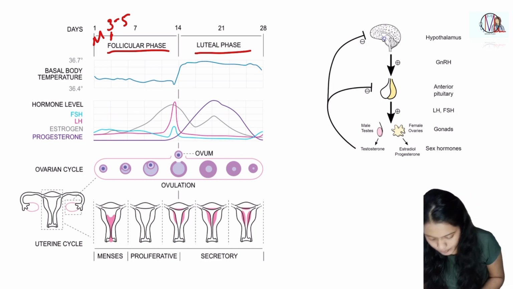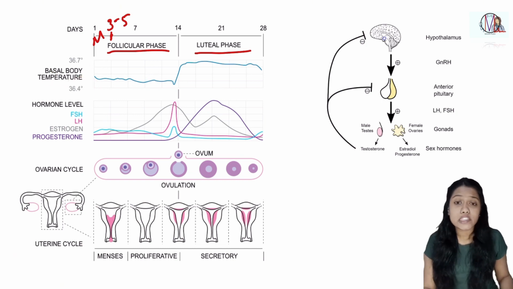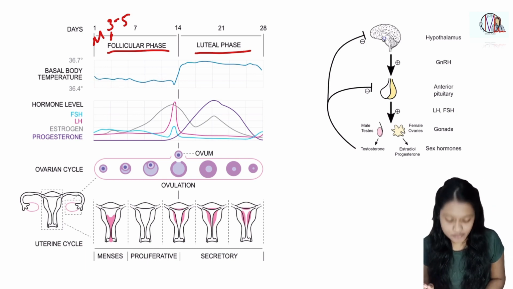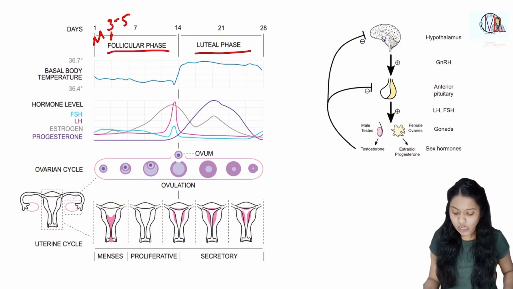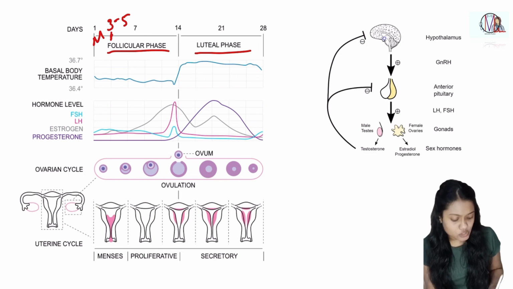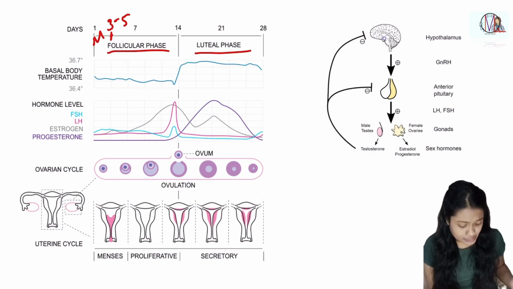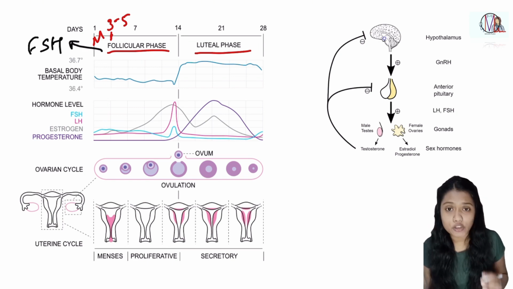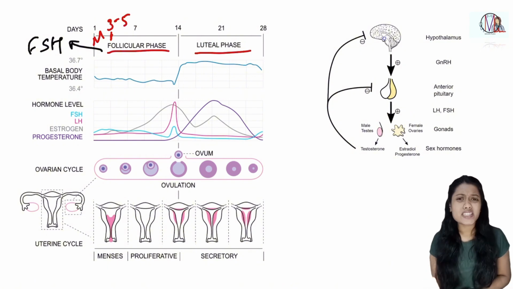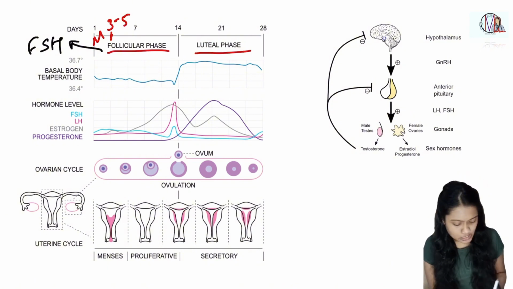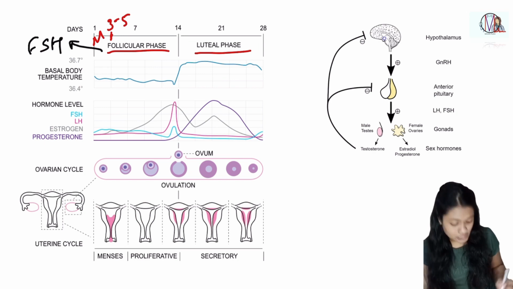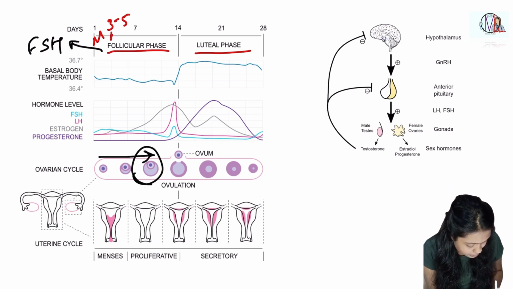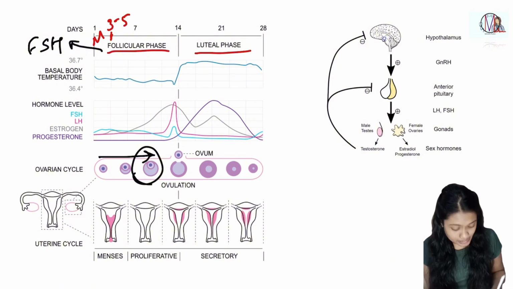Okay, clear, done. Now about the basal body temperature. This basal body temperature is lower in the follicular phase, whereas in the luteal phase it is higher. Okay, now about the hormone level. As the name follicular phase suggests, remember the main role is of FSH. FSH is actually follicle stimulating hormone. As the name says, it will help the Graafian follicle to grow. Here you can see this Graafian follicle is growing in response to the FSH.